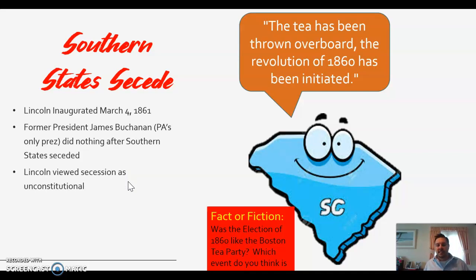Lincoln viewed secession as unconstitutional. He didn't think that states should be allowed to leave the Union, but he also didn't favor using the army to enforce it. So he wasn't going to march Union troops into South Carolina or Virginia or Texas and say, hey, you have to be part of the United States of America.